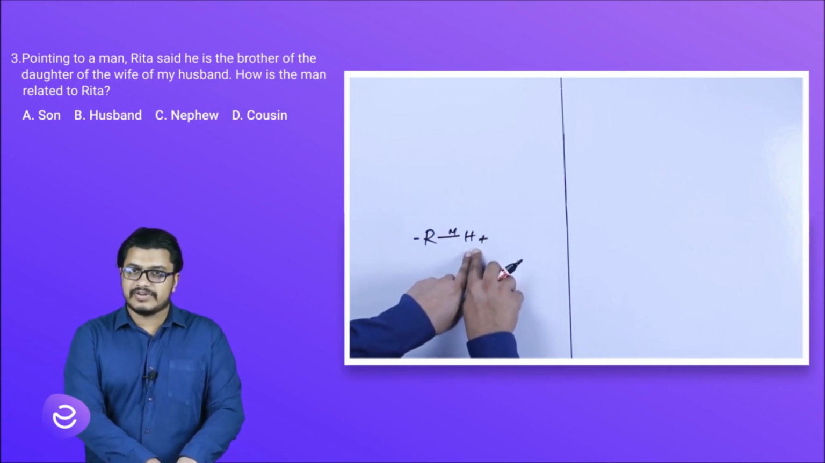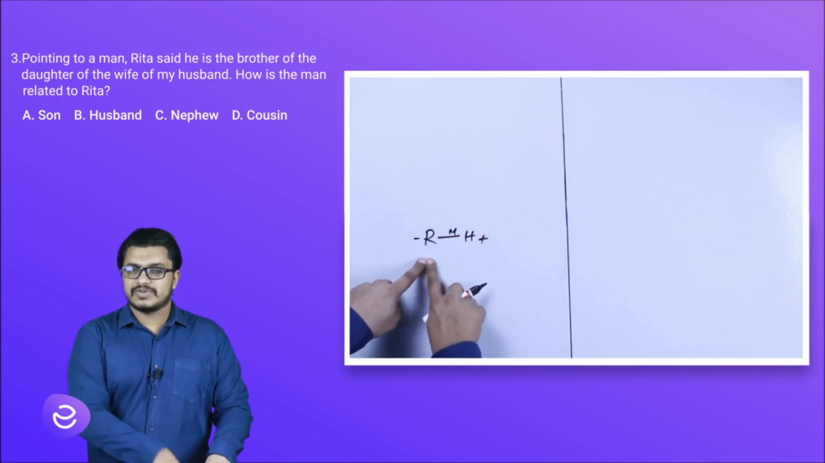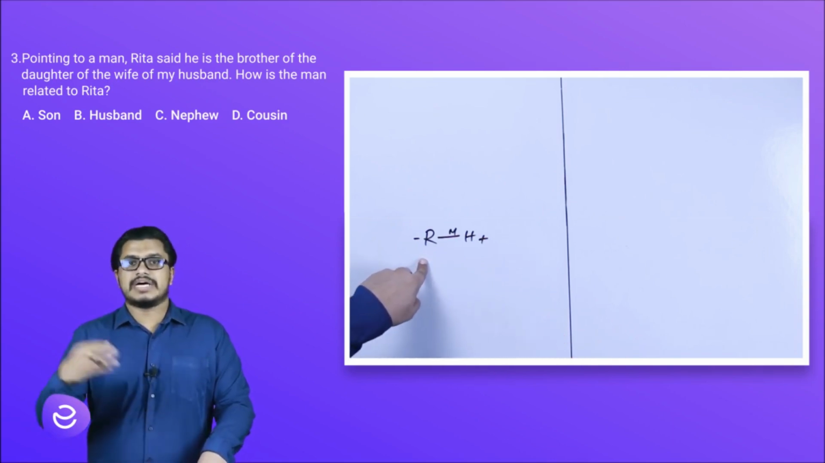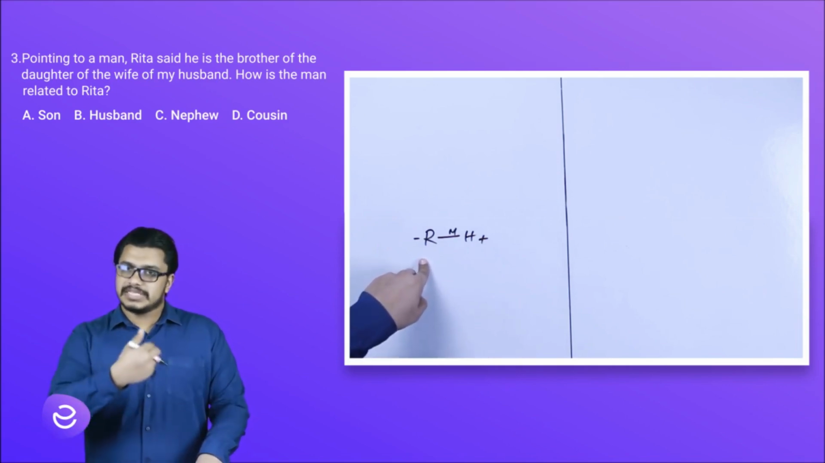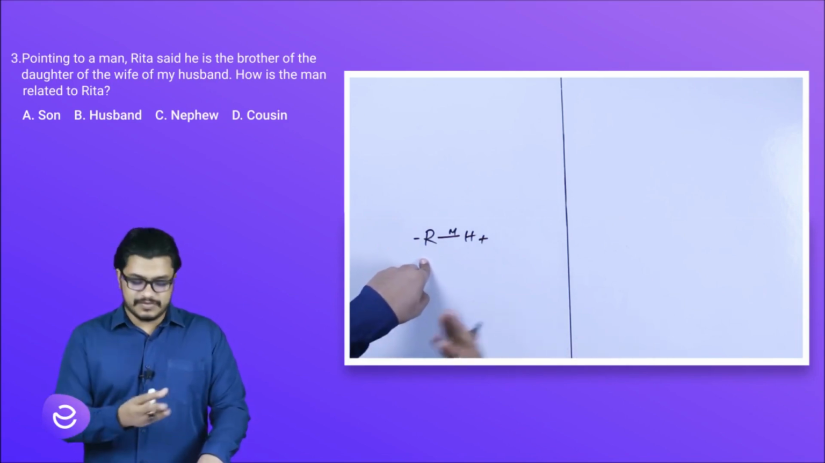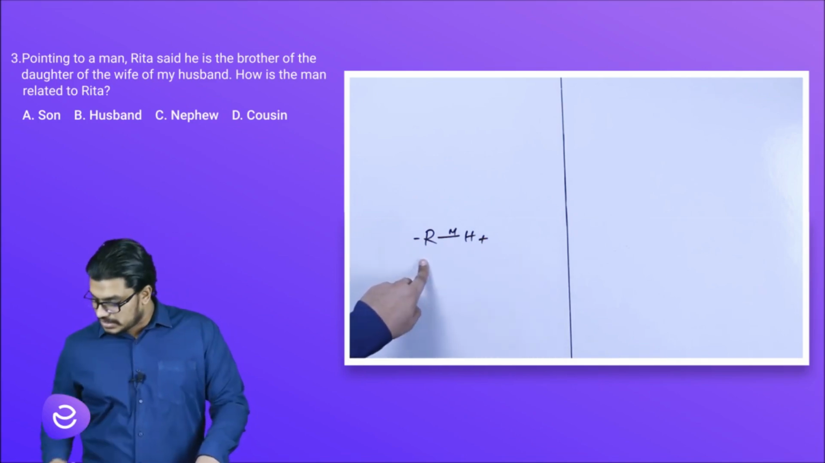So we are here right now. Now this husband's wife, that is Rita herself. So they are trying to confuse us. My husband's wife means that person itself. My wife's husband means this person itself. So they are trying to confuse us. Now Rita, husband, wife of this husband becomes Rita herself.